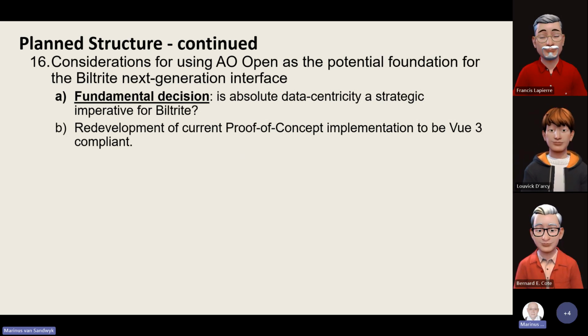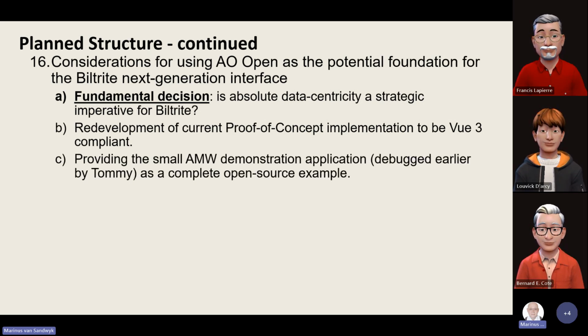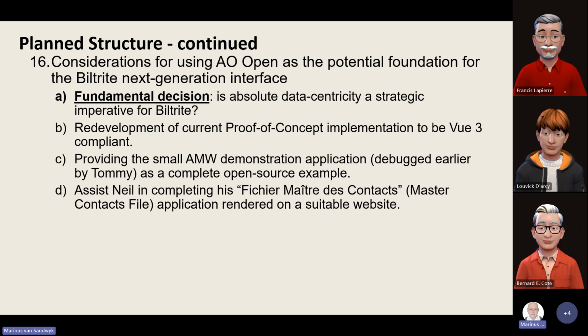Then we have to, from our end, redevelop the current proof of concept implementation to be View 3 compliant. We make extensive use of the View framework, and we've got to actually upgrade it to View 3. Then providing the small advanced modernization demonstration application that Tommy is going to demonstrate next week. As a complete open source example, we've actually in the meantime decided that we will bring that as the first solution to the entire installed base. Then we will assist Neil in completing his master contacts file application.